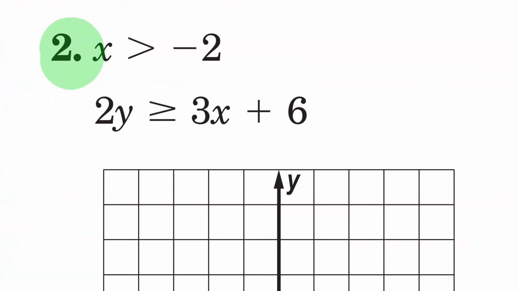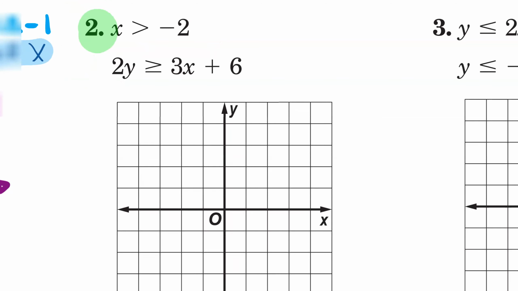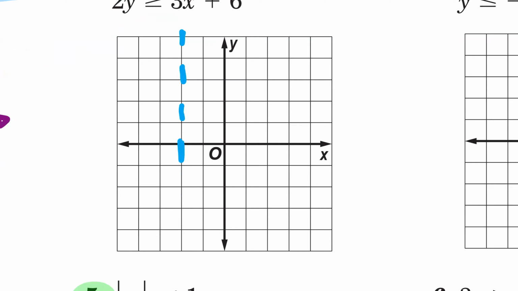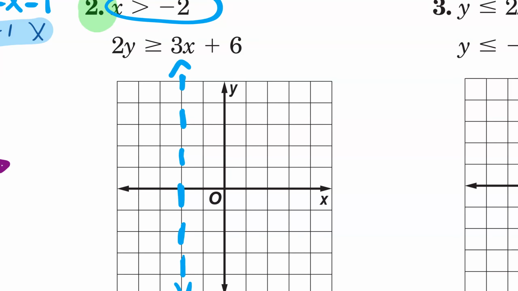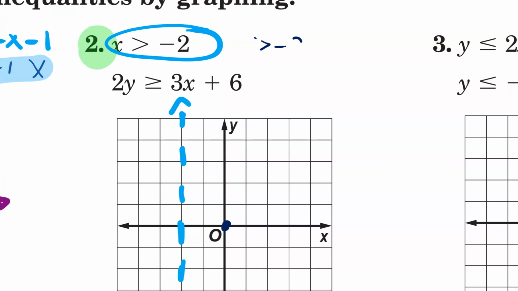Okay, the way I think about x is greater than -2, it's a constant x, which means you're at a certain x, and the whole time it's x equals -2, so it's a vertical line, just to make sure we're starting off correctly. If I pick my point, 0, 0, it's not on the line that I chose. Is 0 greater than -2? Yeah. It's true, so I'll shade the half with 0, 0 in it.